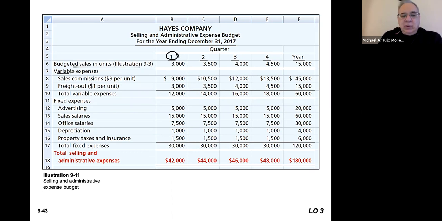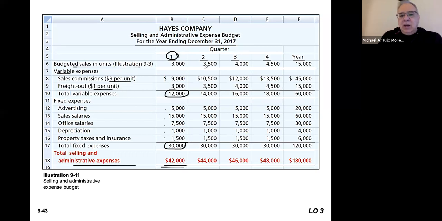Well, your variable selling and administrative expenses are going to be sales commissions per unit and freight per unit. So if you're selling 3,000 units, you'll have $9,000 of commission, and you'll have $3,000 of shipping and freight costs. So your variable expenses based on 3,000 units of sales are $12,000. All your fixed expenses, again, you're going to see these numbers all the way through. They are fixed, $30,000 per quarter in fixed expenses. So those two added up will total $42,000 in selling and administrative expenses.